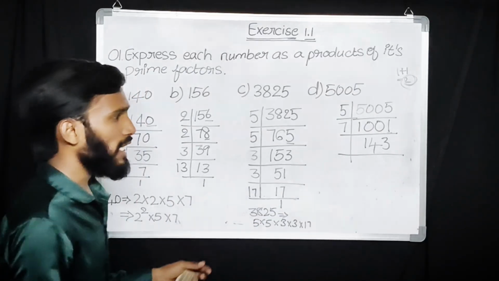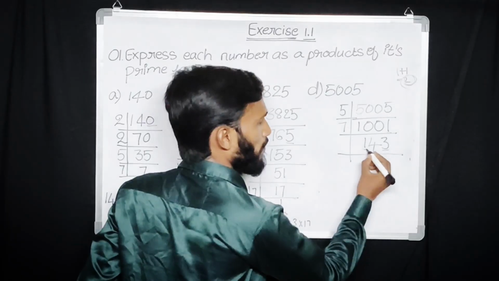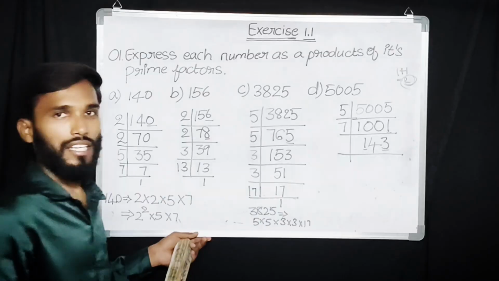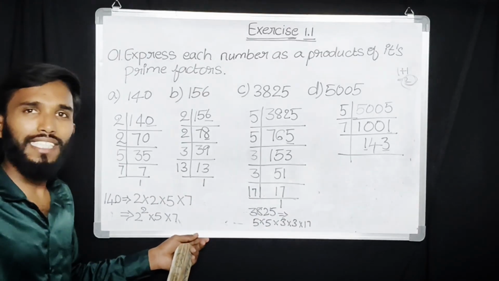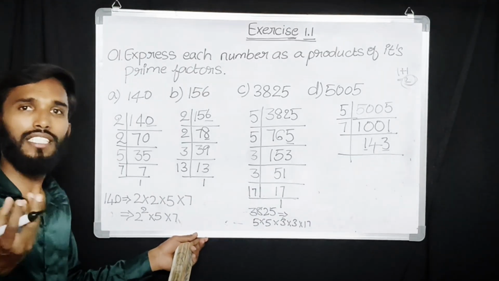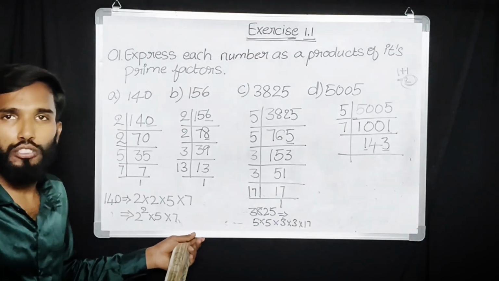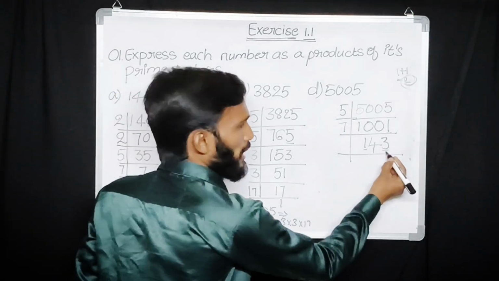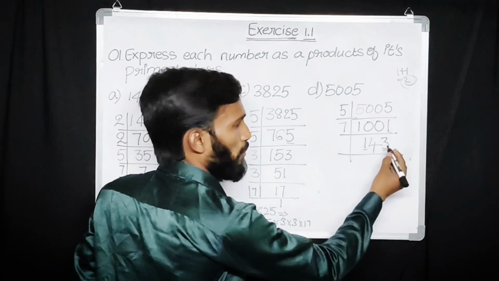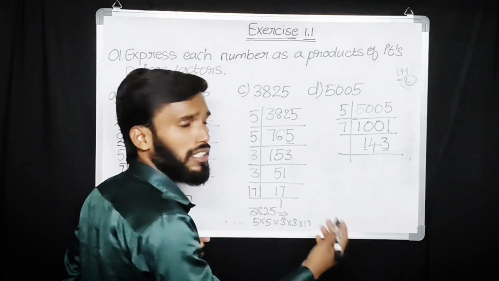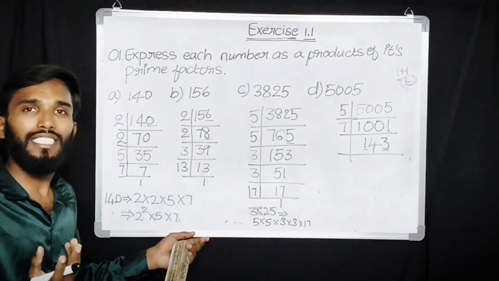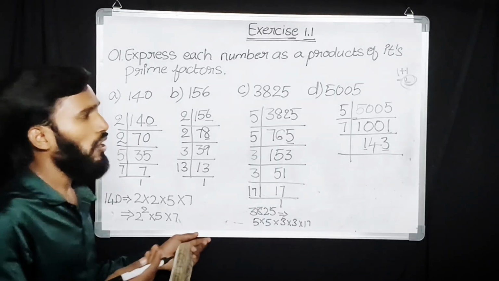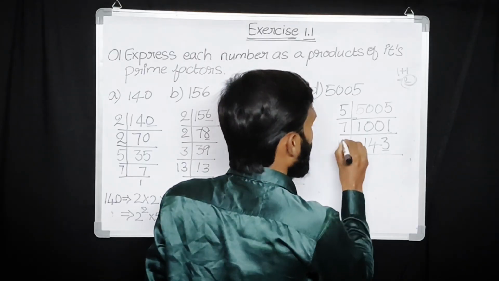Now come to 11. What is the rule of 11? Sum of the odds and sum of the evens, then subtract. If you get 0, or whatever you get as the answer when subtracting the sum of the odds and the sum of the evens, if it is divisible by 11, then the entire number is divisible by 11. Now add that 3 plus 1. What is this? Odd numbers. First add the odd-place numbers, then add the even-place numbers. If you subtract that sum and you get 0, it is divisible by 11.